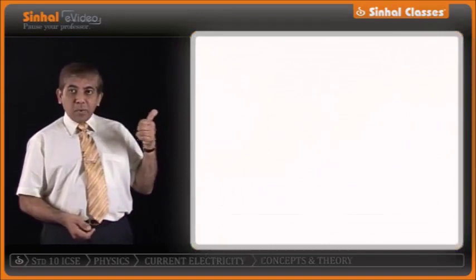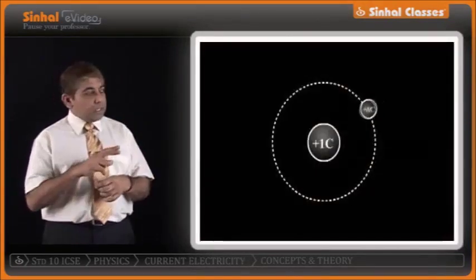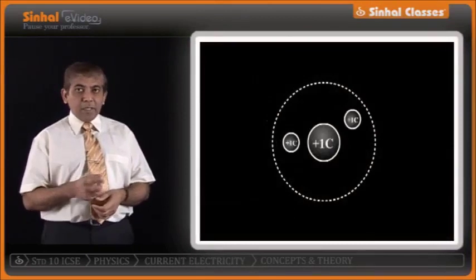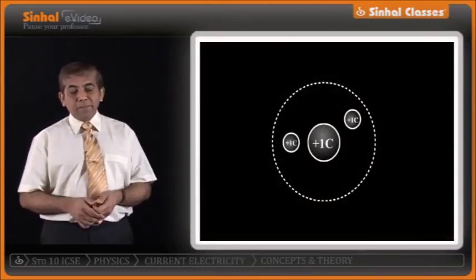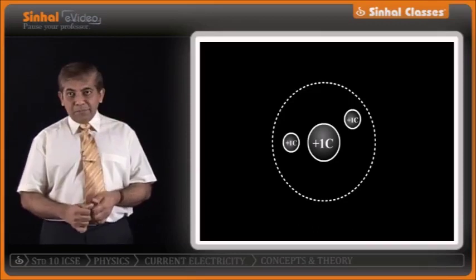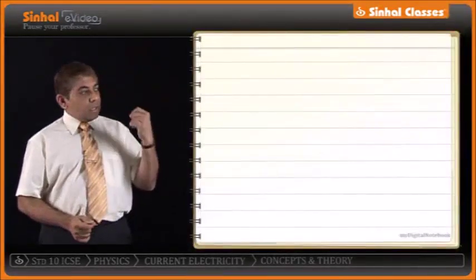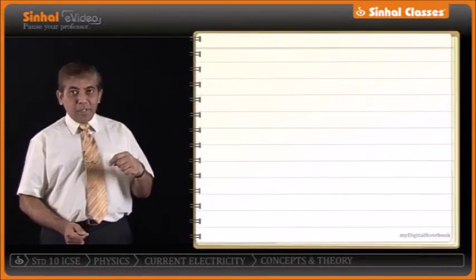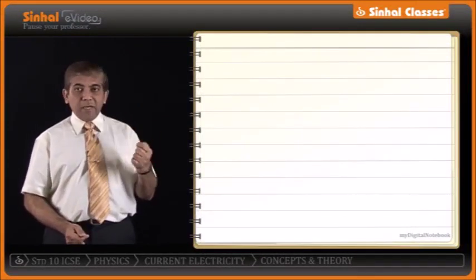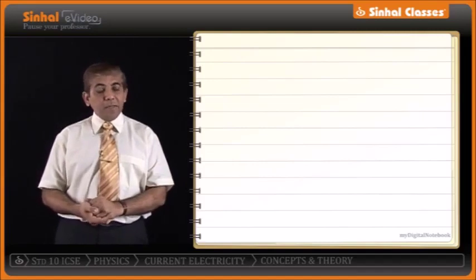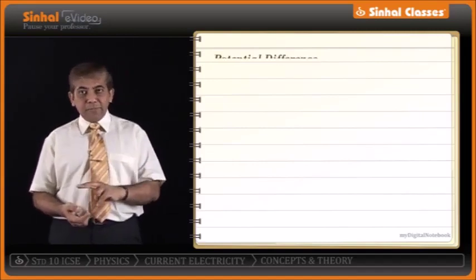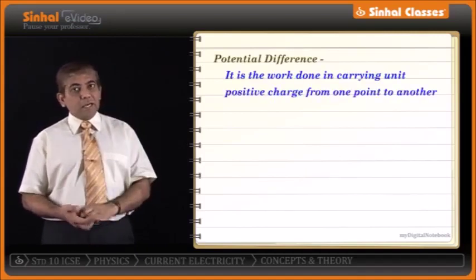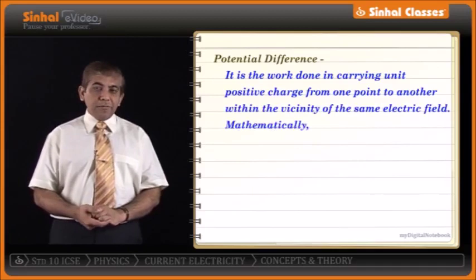As we have potential at one point, we also can have potential at a corresponding second point. So we are selecting another point in the same vicinity. Definitely the work done is going to be different. So we say that work done in bringing unit positive charge from infinity to another point in the vicinity of the same field is called the potential at that point. Both the work done are different, so potentials are different, and the difference in the two potentials is called potential drop or potential difference.